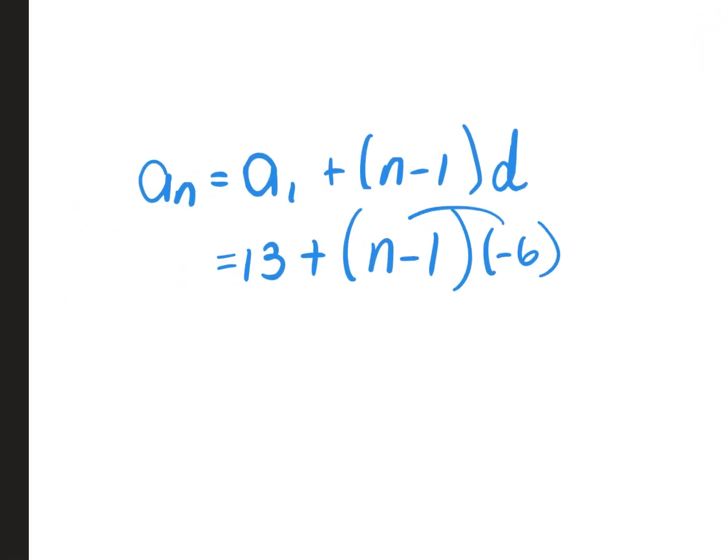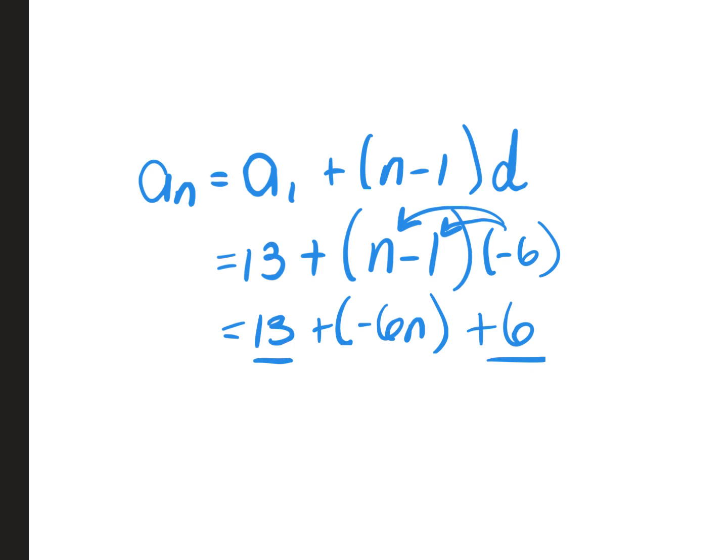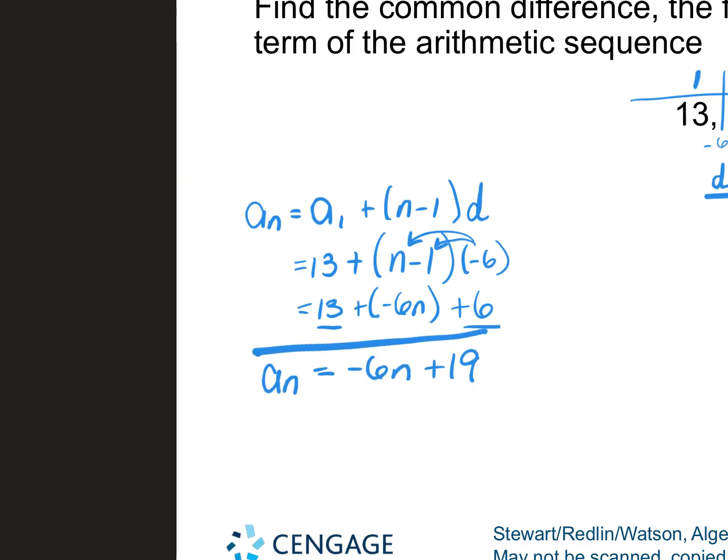So first thing I'm going to do is distribute. So I have 13 plus a negative 6n. And then a negative 6 times a negative 1 is going to be plus 6. And in this case, we can combine like terms here. So I have a sub n equals negative 6n plus 19. So right here, we just wrote the rule for this arithmetic sequence.